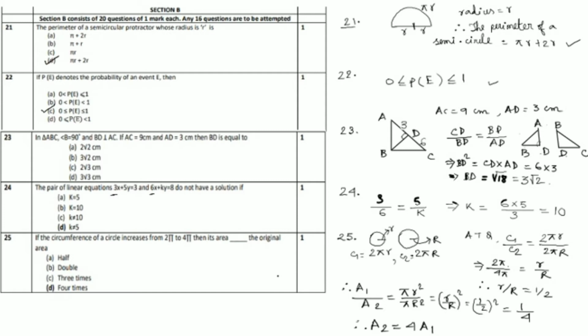Now question number 23. In triangle ABC, angle B is equal to 90 degree and BD is perpendicular to AC. This is a triangle. Angle B is equal to 90 degree and BD is perpendicular to AC. Now if AC is equal to 9 centimeter and AD is equal to 3 centimeter, then BD is equal to what?